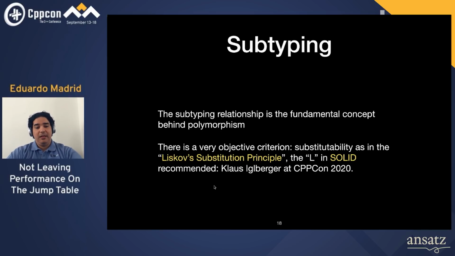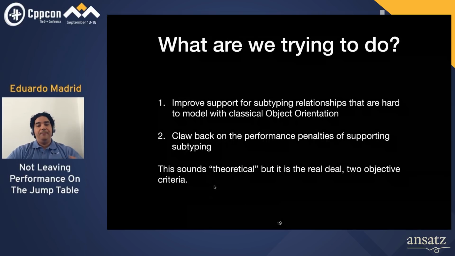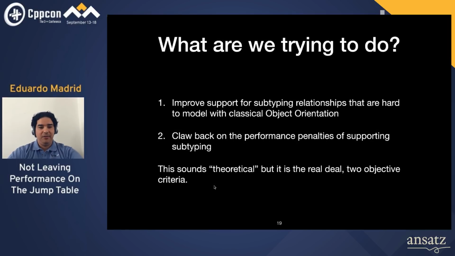The good news is that my colleague Klaus Iglberger gave a fantastically good presentation about the SOLID principles earlier in the conference, and I wholeheartedly recommend you watch it at your convenience, because it's probably going to be helpful to understand the more theoretical and important basis for the work that I am presenting to you. What we're trying to do is improve support for subtyping relationships, especially those that are hard with classical object orientation. And a secondary objective, but the one that I have the time budget to talk about today, is to claw back the performance penalties of supporting subtyping. I know that this sounds theoretical, but believe me, this is what we are really trying to do. And if we understand it clearly, we're going to have a better chance of succeeding at it.